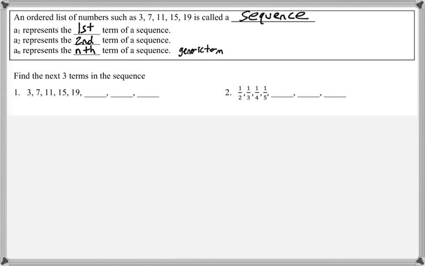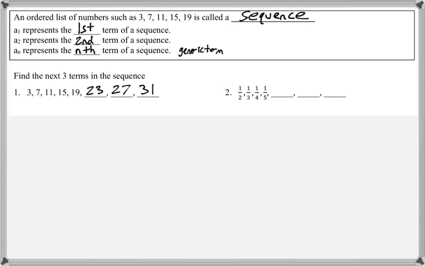Okay, so it says find the next three terms in the sequence. So we have our sequence that we listed up here, and it's 3, 7, 11, 15, and 19. So the pattern is to get from one term to the next, it looks like they're adding 4. So the next term would be 19 plus 4, which is 23. And then add 4 again to get 27, and then add 4 again to get 31. And that'll be our answer.